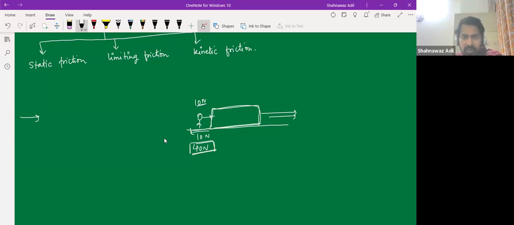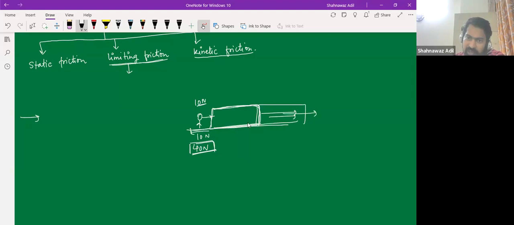Whenever the object is not moving and we are applying the force, the object is experiencing the frictional force, right? Okay. And whenever we reach that particular point when the object starts to move, that is called the limiting friction, right? So that is the maximum static friction that a body can have, right? And when the body starts to move, then it will experience some kinetic friction.